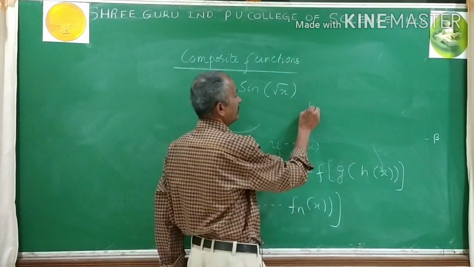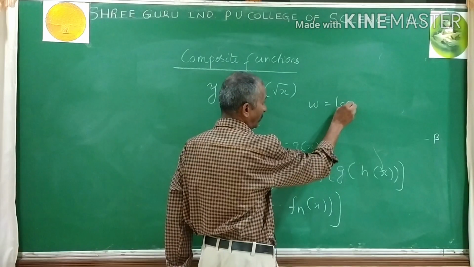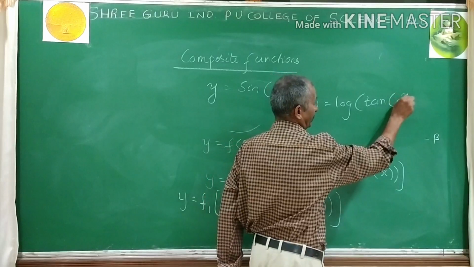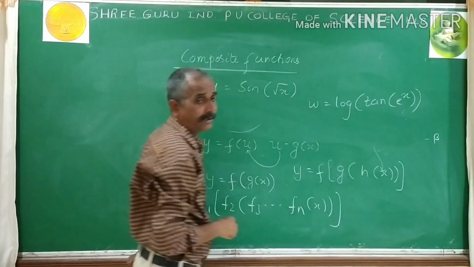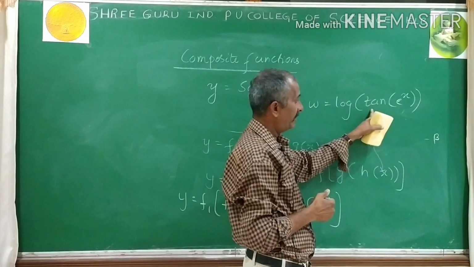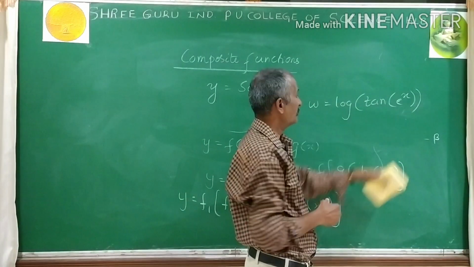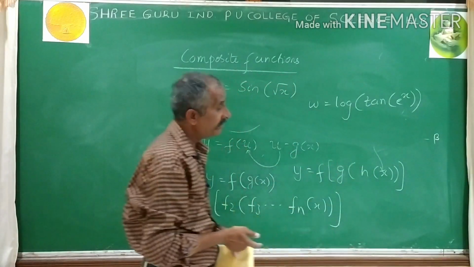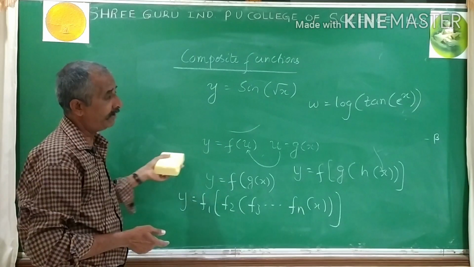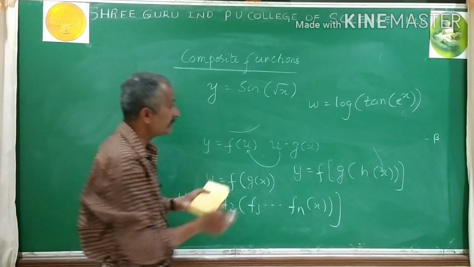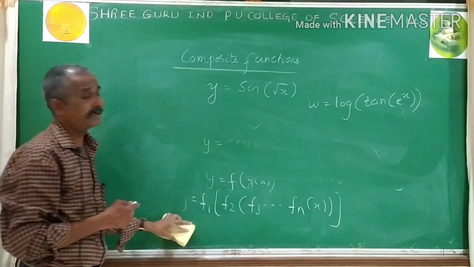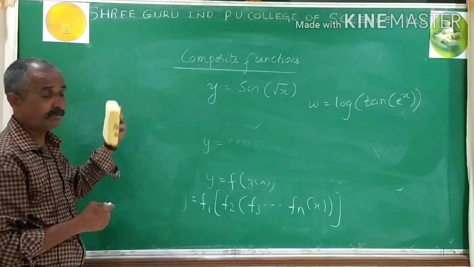Another example, say w equals log of tan of e power x. In this case, there are three functions, namely the log function, tan function, and exponential function e power x. So in this case, w is undergoing three functions like this, and we can have any number of functions. This is about composite functions, but actually in detail, in depth, we can study composite functions in the topic relations and functions.